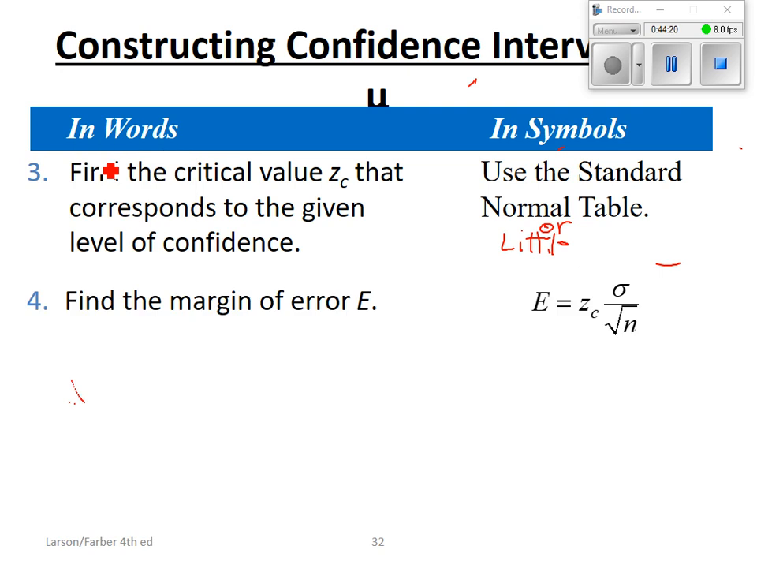Then you find the margin of error. Use that formula to find the margin of error. That's 3, that's 4.